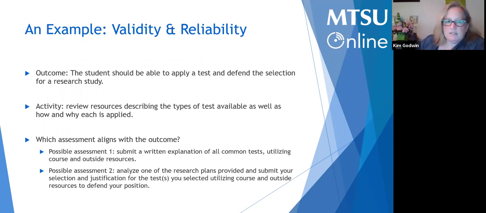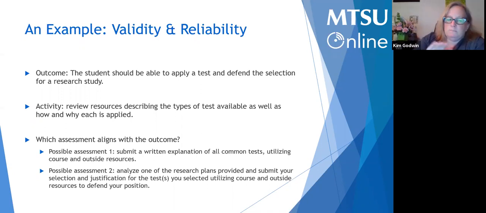Assessment 1, submit a written explanation of all common tests utilizing course and outside resources. So write a piece of paper that lists them all out. Or 2, analyze one of the research plans provided, obviously examples will be provided, and submit your selection and justification for the test or tests you selected, utilizing course and outside resources to defend your position. Which one of those meets my outcome?